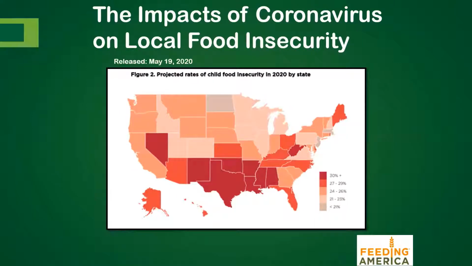And I also wanted to look at child food insecurity. One of the most important things to note is that only 3 states are at the lightest color, and that represents less than a 21% food insecurity rate for children, which is still about 1 in 5. Only 3 states have that minimum color. Again, Georgia's in the middle of the pack at about 24 to 26%, so about 1 in 4 of our children will experience food insecurity. Next slide.